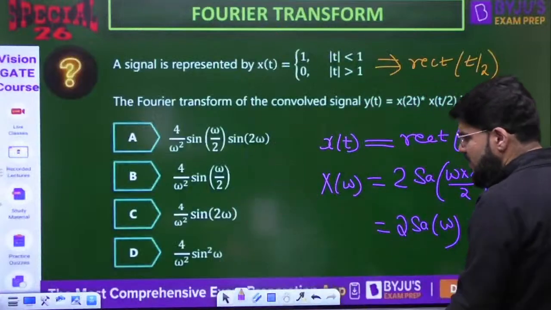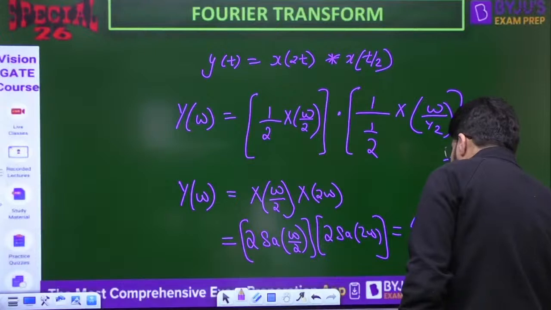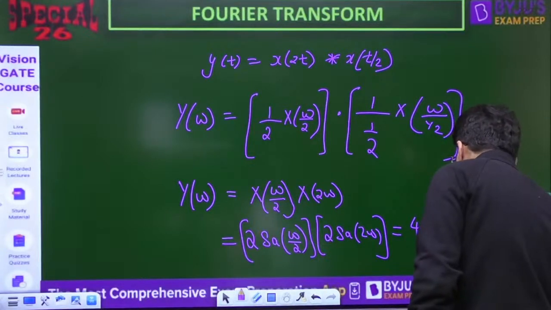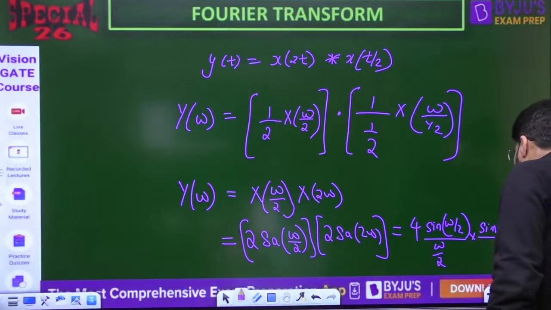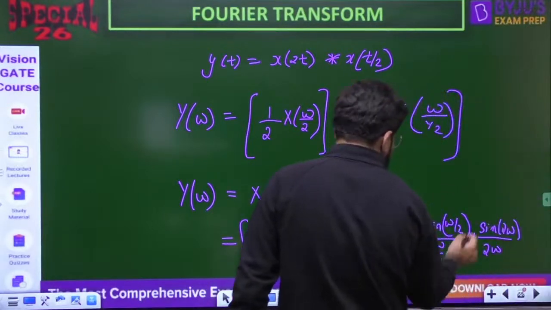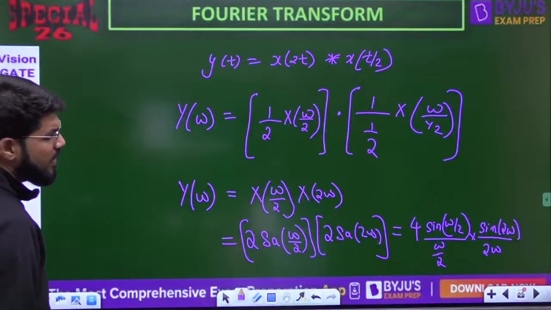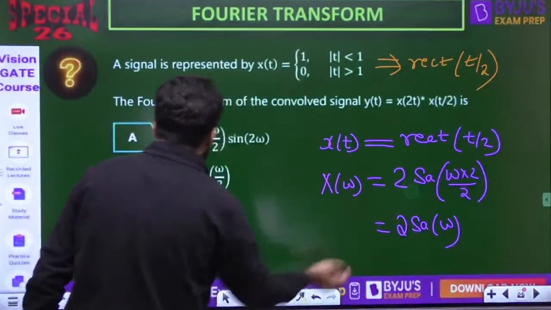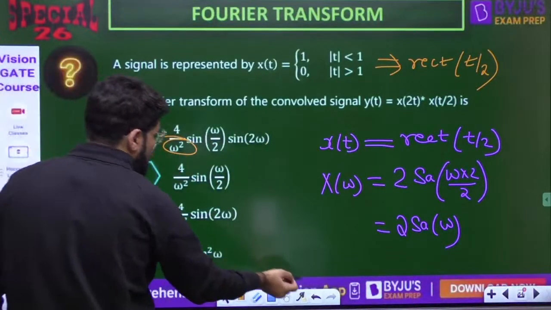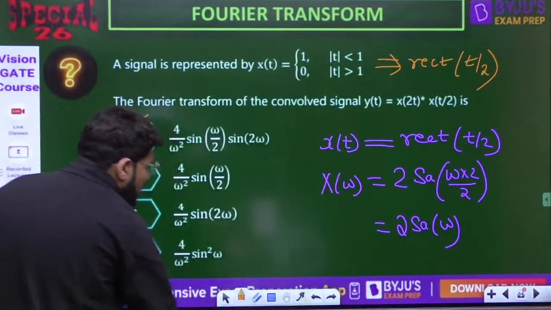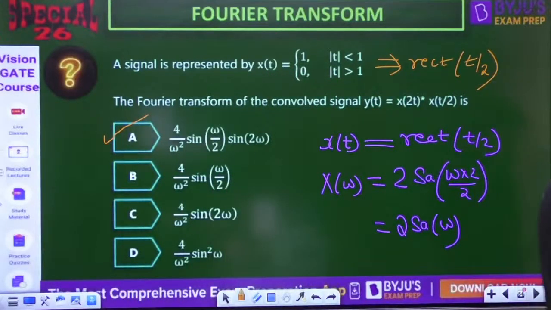Now the answer: 2 times 2 is 4. Options are in the form of sine. Sampling(ω/2) is sine(ω/2) upon ω/2, and sampling(2ω) is sine(2ω) upon 2ω. So further the 2 in the denominator is cancelled. Final answer should be 4 sine(ω/2) sine(2ω) divided by ω squared. My answer is option number A. Correct answer.